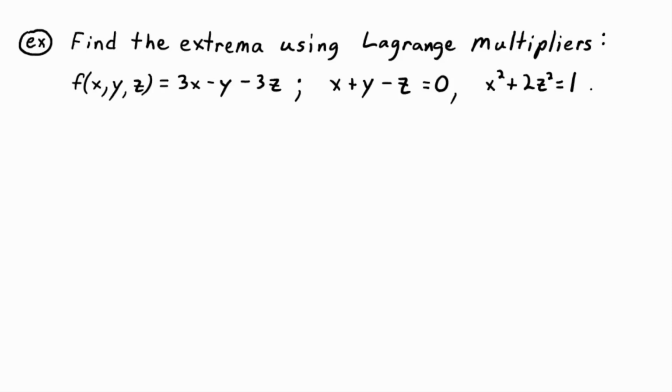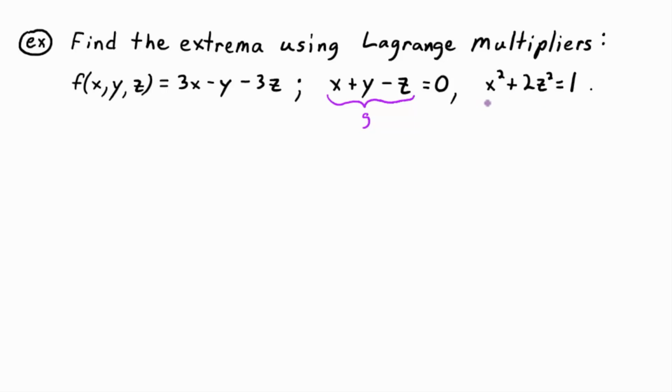Let's find the extrema using Lagrange multipliers. F of x, y, z equals 3x minus y minus 3z. So F is what we're trying to optimize. And then the two constraints are x plus y minus z equals 0, and x squared plus 2z squared equals 1. It's pretty important that you realize this one on the left, we could call that g of x, y, z.